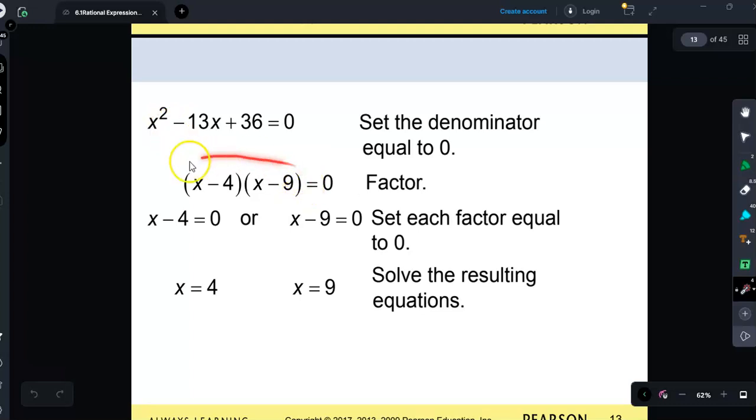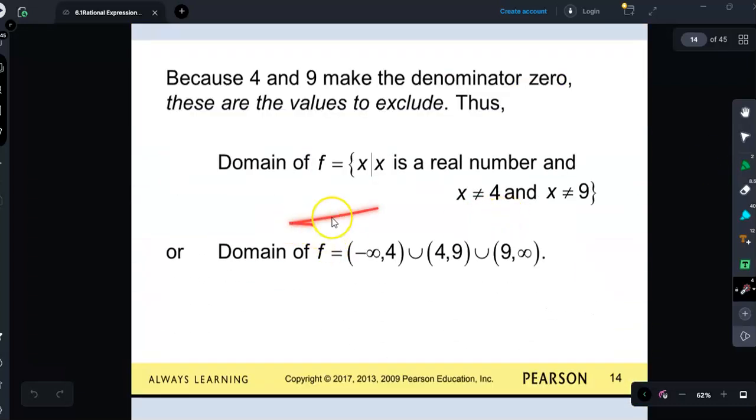So what values can you set that up to? Multiply to give you 36 and add or subtract to give you negative 13. Here are those values. Remember, these each have to be equivalent to 0. So that's going to be 4 and 9. Okay, so x cannot be 4 and x cannot be 9. So when you write that, this is the set builder notation. Then the domain is all x's, x is a real number, and x cannot be 4 and x cannot be 9. Or write the interval notation down here.